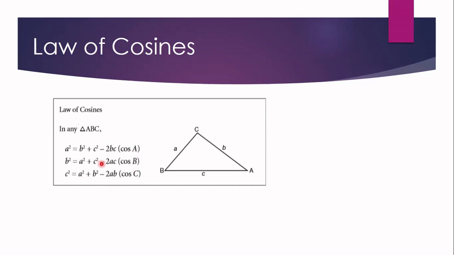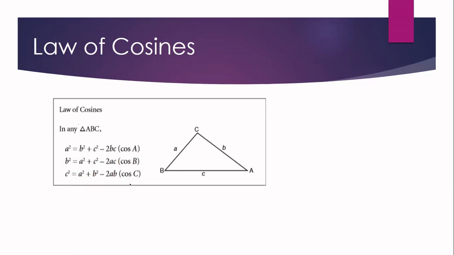You just need to look for the pattern. If the unknown is side a here, then you are going to add the squares of the other two sides, which are b and c in triangle ABC, and then minus twice the product of the other two sides. And then for cosine, our reference angle is the opposite angle of the unknown side. So here, a is what we are looking for, so we are going to use cosine A. If b, that is cosine B. And if c, that is cosine C.